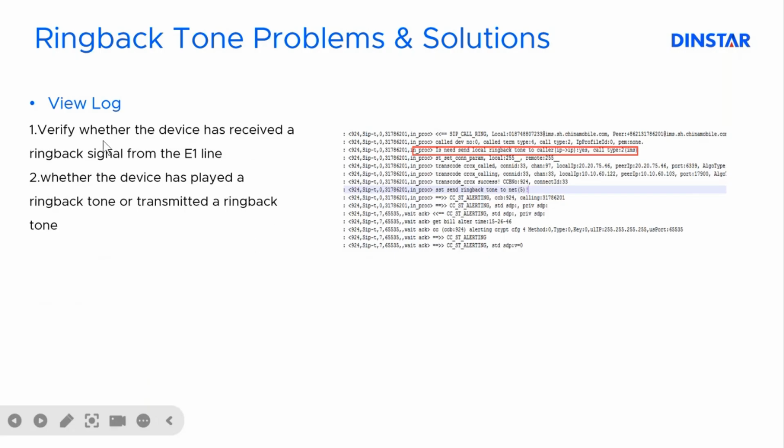Okay, and we can also build a log. We can get a signal log here. If the configuration is normal, we can get a system log or the signaling log for analysis. So we need to confirm two points. First, whether the MTG has received the ring signal from the E1 line. And second, check whether the MTG itself sends out the ringback tone or forwards the ring signal normally. So by analyzing the log messages, we can clearly judge which link is abnormal.